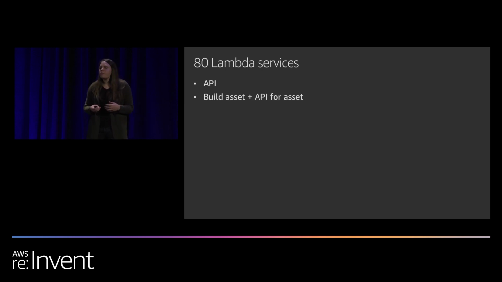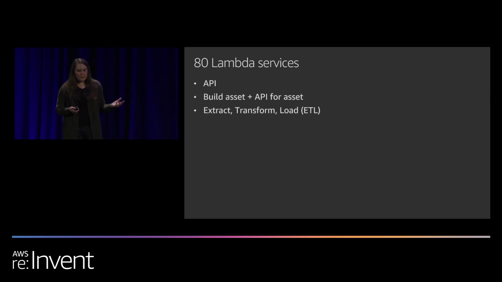As a variant of this, we often use Lambdas to build an asset and then an API for that asset. For example, we might use a few Lambdas to crunch some data together into a JSON file and upload it to S3, and then a couple more Lambdas to query that data to return results. We use Lambda for extract, transform, load pipelines, ETL pipelines. This is the example I gave earlier: take a CSV of documents, split them into rows, transform each row, and then upload them to a data source.